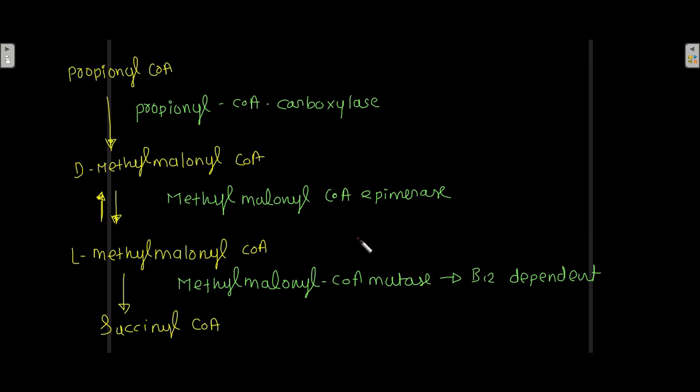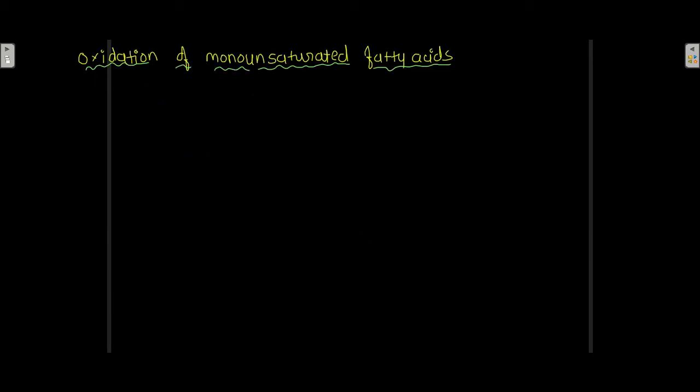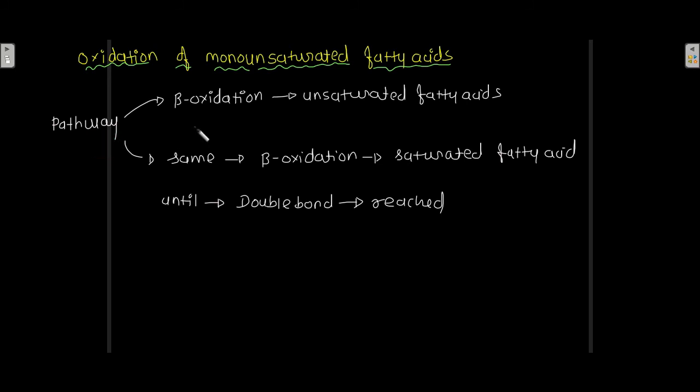So now let's read about oxidation of monounsaturated fatty acids. The pathway for beta oxidation of unsaturated fatty acids is the same as the beta oxidation of saturated fatty acids until a double bond is reached.